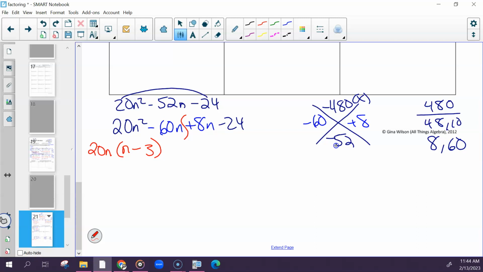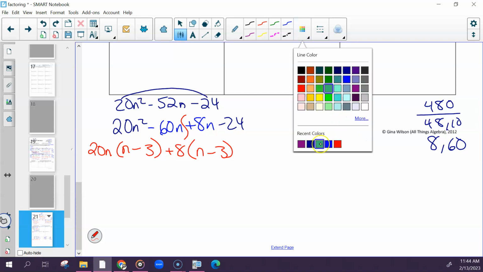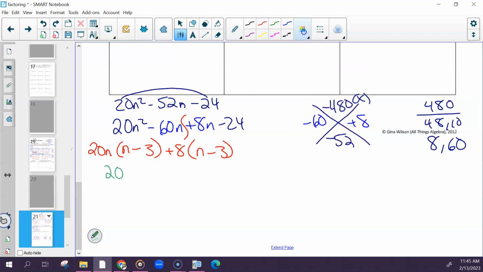Okay, what do these last two have in common? Positive 8. If we divide that out, what's left? So then our two factors we have would be 20n plus 8 and n minus 3. Are these our final answers, or could we take something else out of one of them?